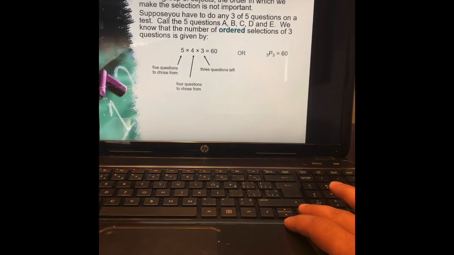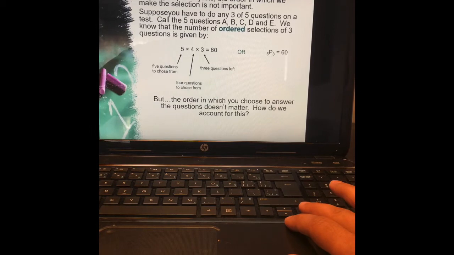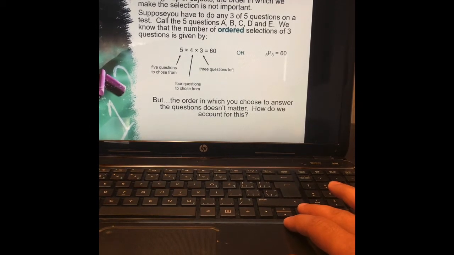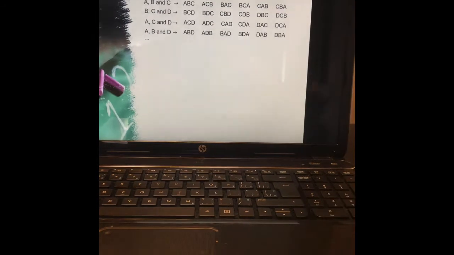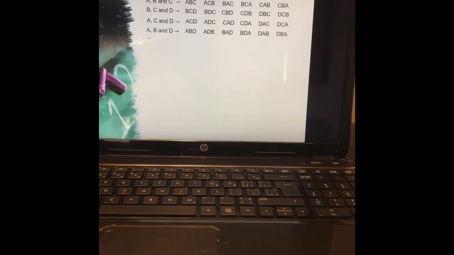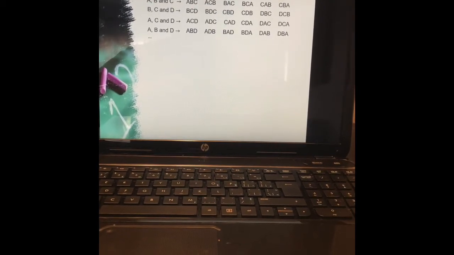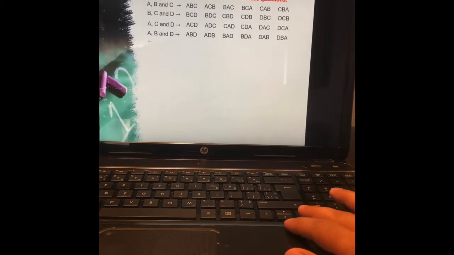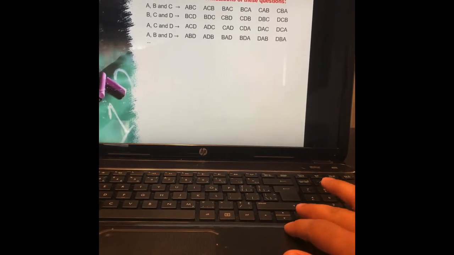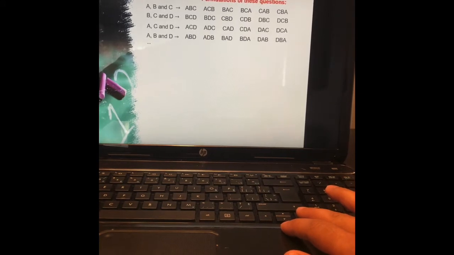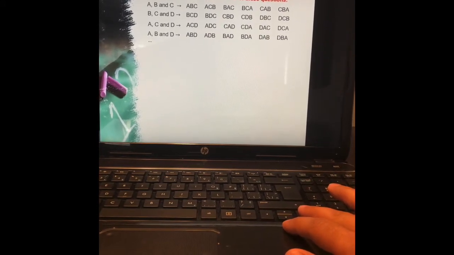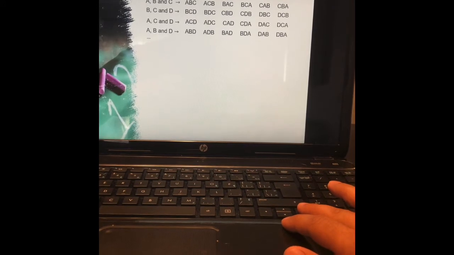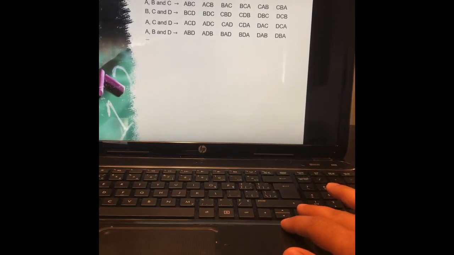So how do we account for the fact that order doesn't matter? Here's just an ordered list. ABC could be coming as ABC or ACB or BAC or BCA. Those are all the same. They're all permutations of the exact same test. It does not matter what order you did ABC. As long as you did ABC, that's the type of test. So how can we eliminate all the extra permutations that we do not need?